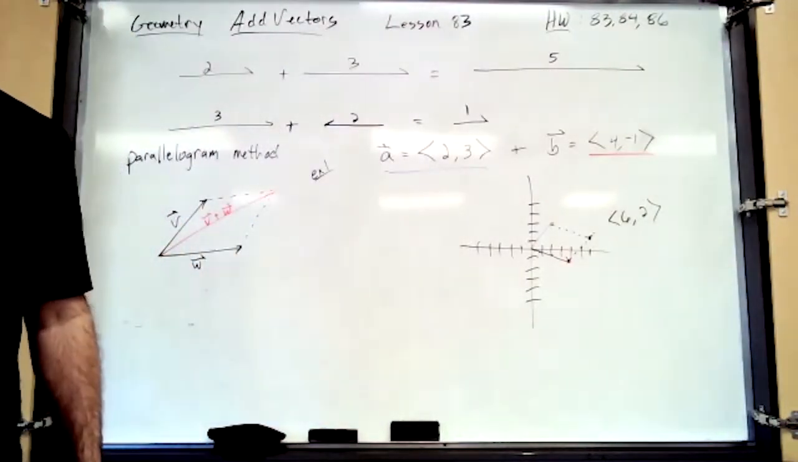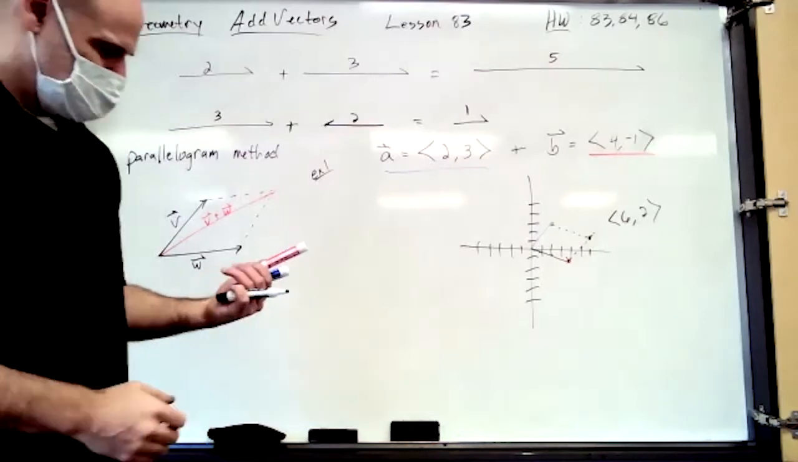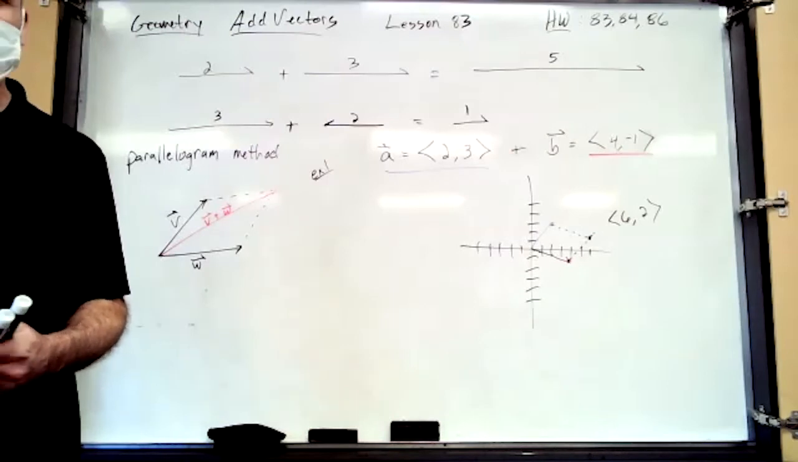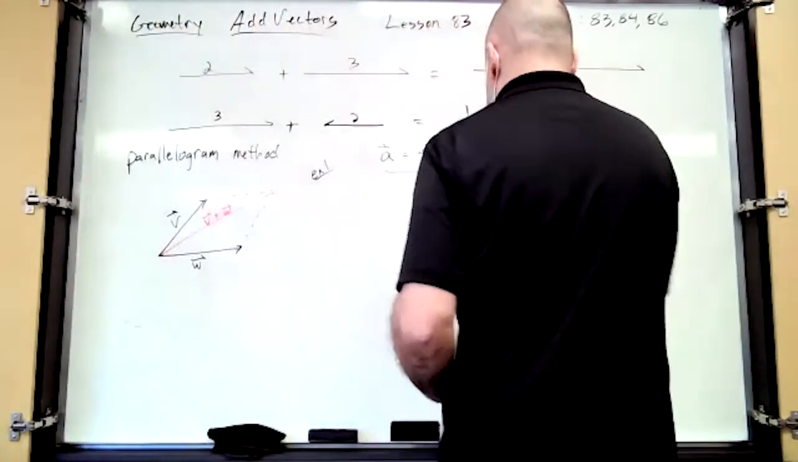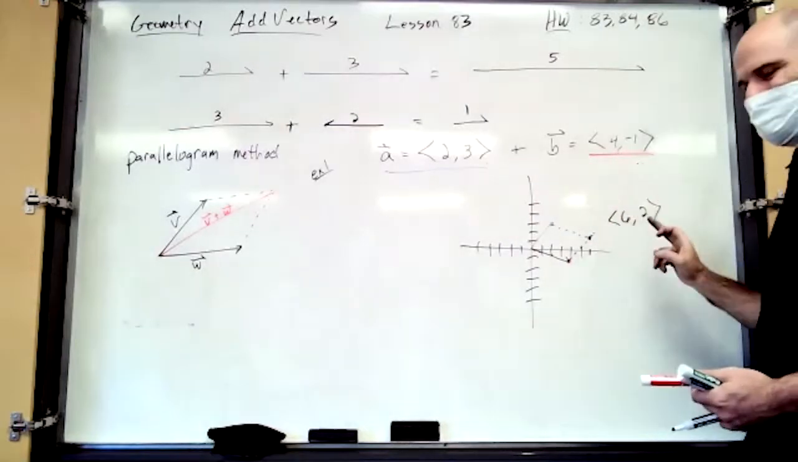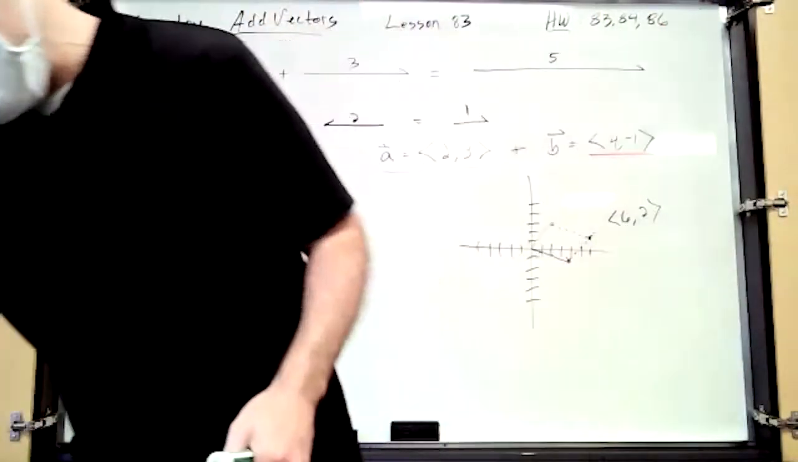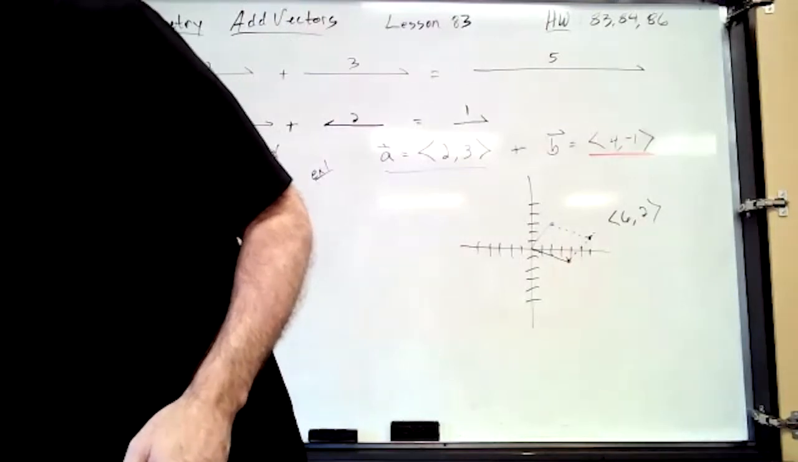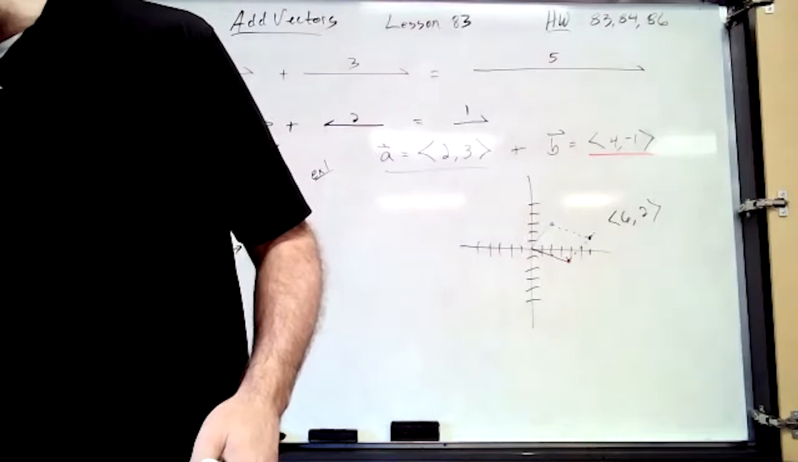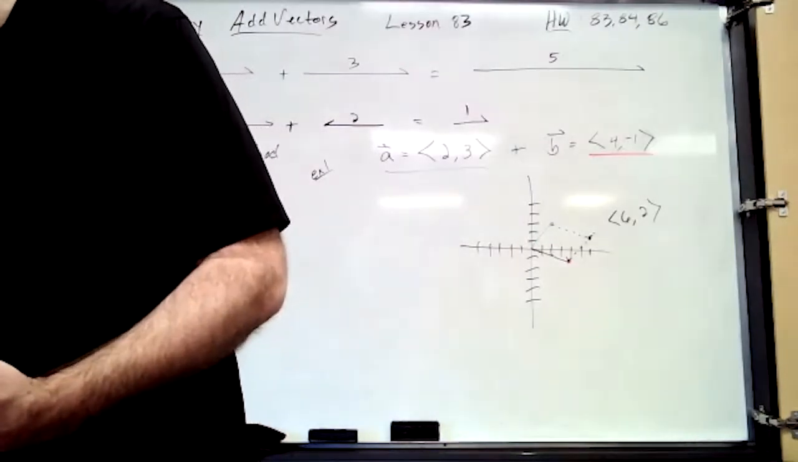Do you guys see another way to add these vectors, besides just drawing a parallelogram? I mean, you just add them. Yeah, you just add them. Look, what's 2 plus 4? 6. What's 3 plus -1? 2. So you're just adding the vectors. Okay? You don't have to graph it. You can just add the vectors. All right?